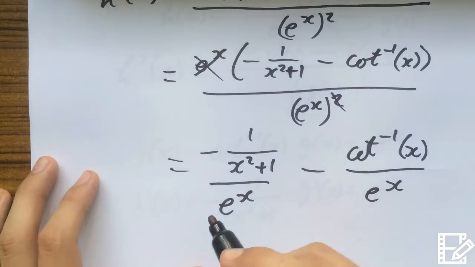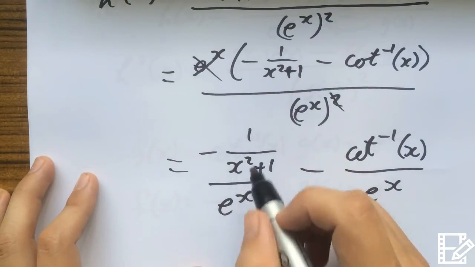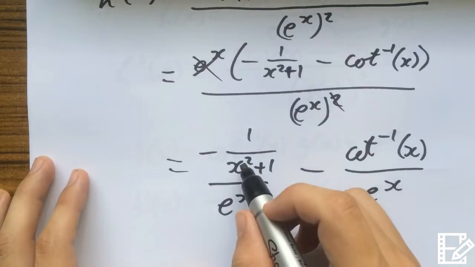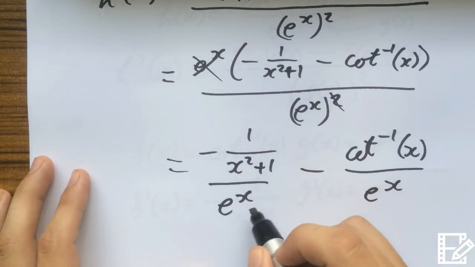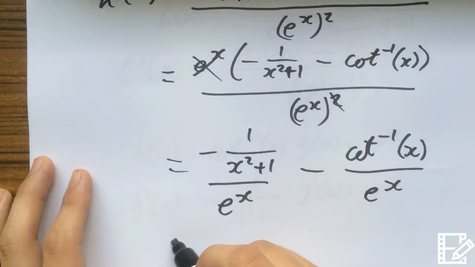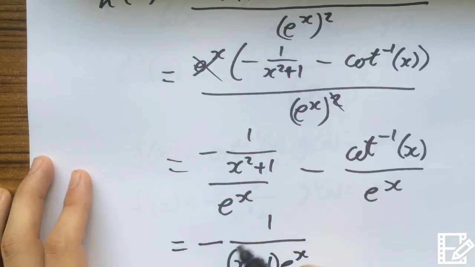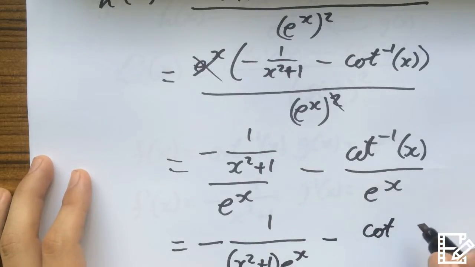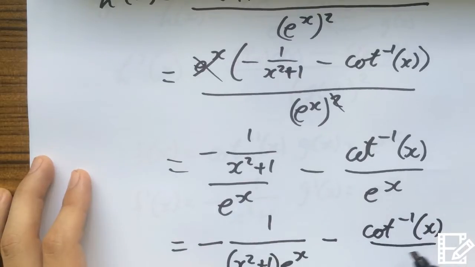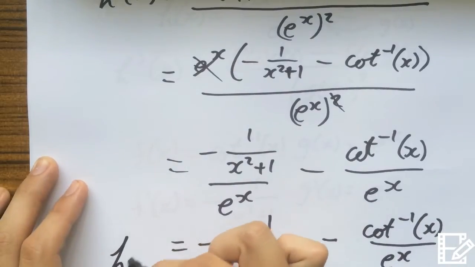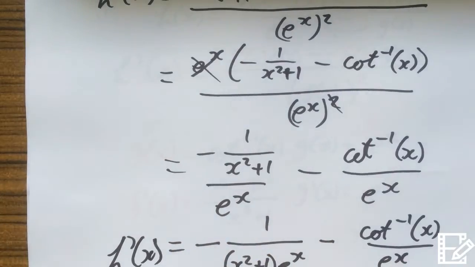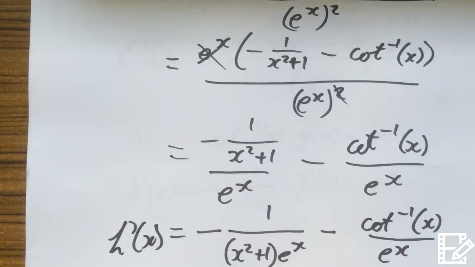Okay? So, because we have a fraction on top of another fraction, what we can do is bring the bottom of this fraction to the bottom of the original fraction. That will look like negative 1 over (x squared plus 1) e to the x. That's all good. Minus the inverse cotangent of x over e to the x. That doesn't change. But anyhow, that there is the first derivative of the inverse of cotangent of x on e to the x.